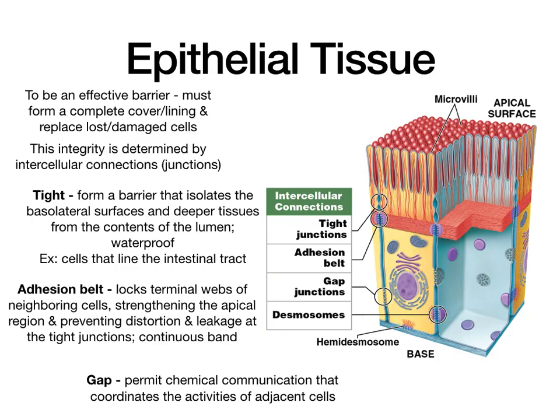So this is the same concept with this adhesion belt. This is just a reinforcement of that tight junction, wrapping around that tight junction, making it really, really tight, so those 2 cells are pulled even closer together. So then we have our gap junction, which permits chemical communication that coordinates the activities of adjacent cells. And that's down there toward the bottom.